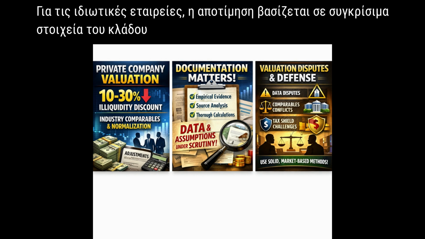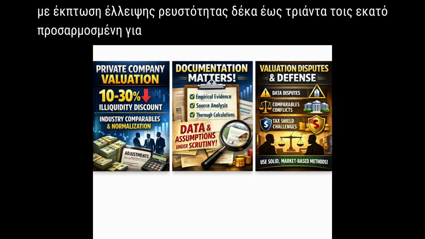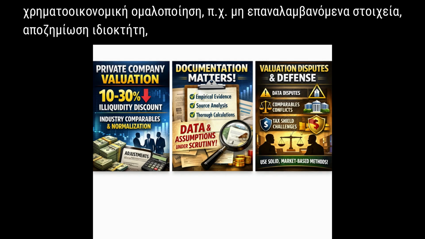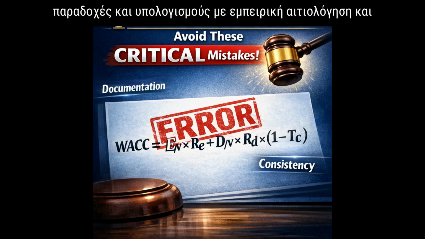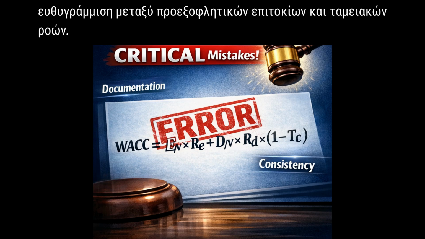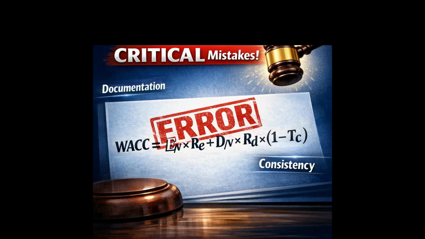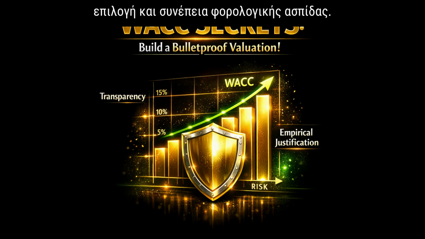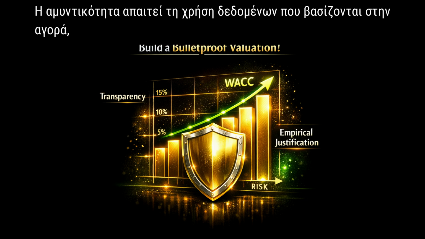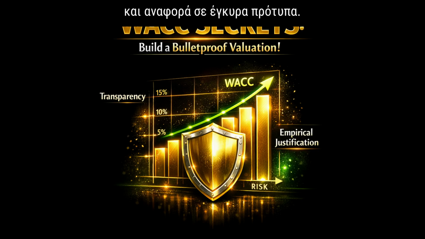For privately held companies, valuation relies on industry comparables with a 10 to 30% illiquidity discount, adjusted for financial normalization, e.g., non-recurring items, owner compensation, and calibrated to recent transactions. Best practices emphasize thorough documentation of sources, assumptions, and calculations with empirical justification and alignment between discount rates and cash flows. Litigation risks include disputes over data sources, comparable selection, and tax shield consistency. Defensibility requires using market-based data, consistent methodologies, and referencing authoritative standards.